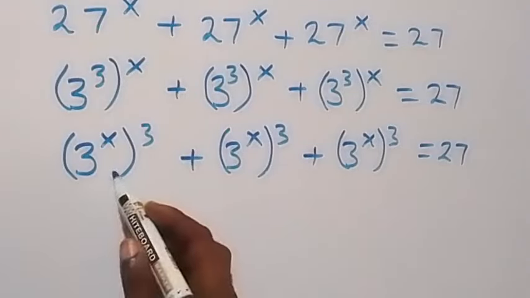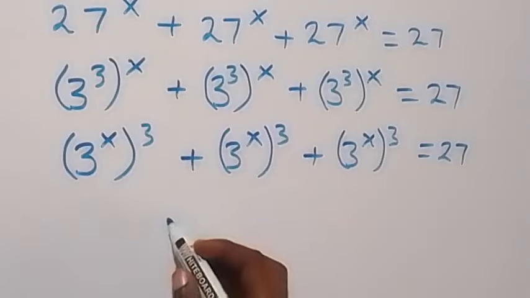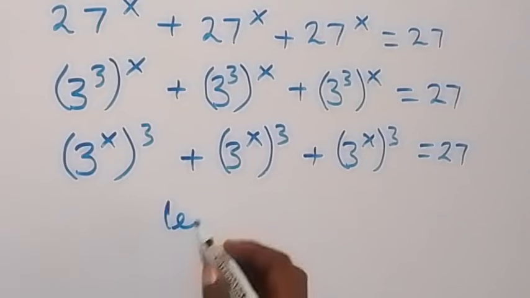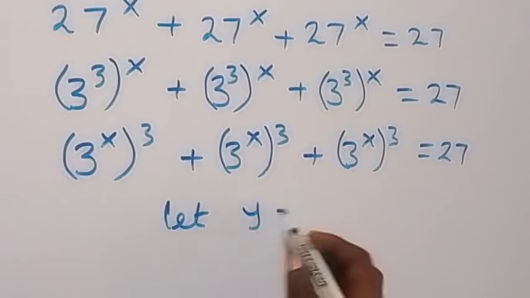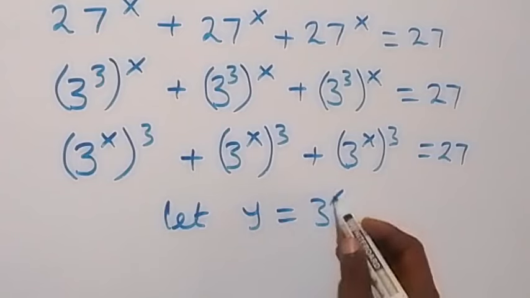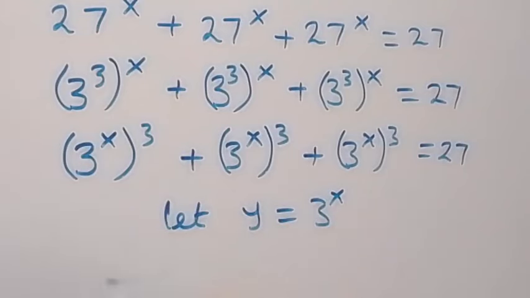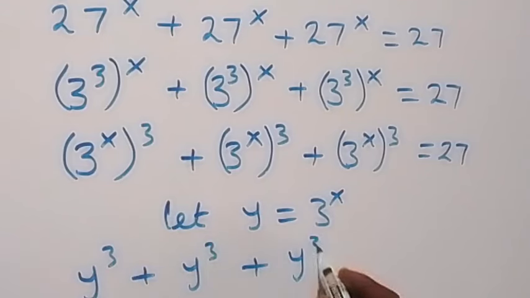Then here we have 3 raised to the power x common. So let a letter represent that. Let y equal 3 raised to the power x. Then we can write this now as y raised to the power 3 plus y raised to the power 3 plus y raised to the power 3 equals 27.